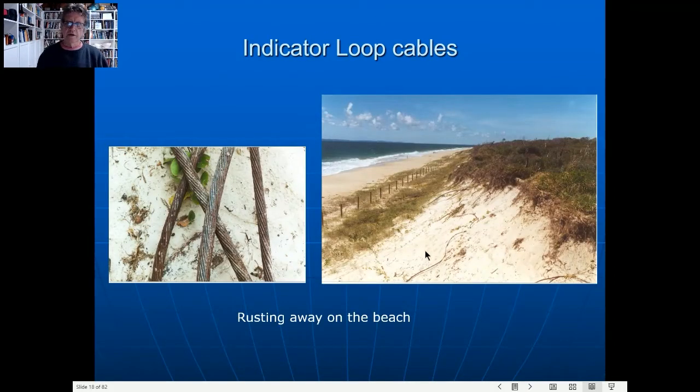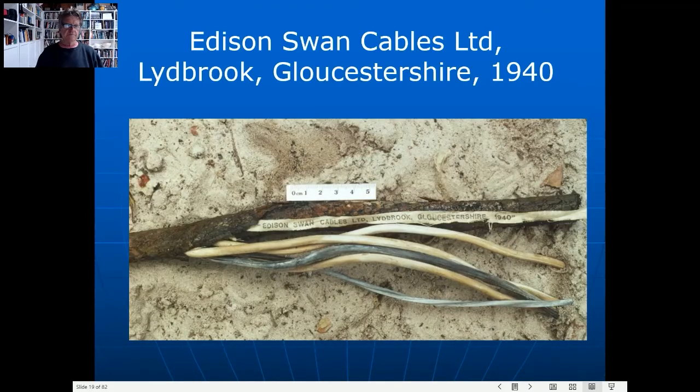Okay, outside, here's the cables on the beach, rusting away, and I grabbed some chunks of that with a hacksaw. These aren't all tail cables or loop cables. Some of the bigger ones are the tail cables, but you've also got cables from the generator huts and so on. Okay, we'll move on.